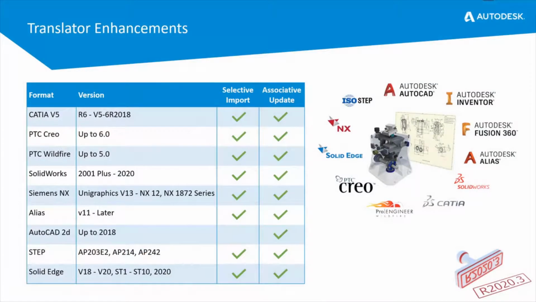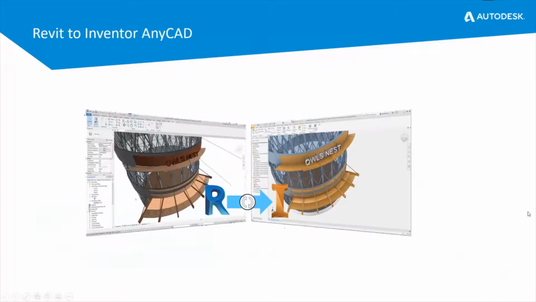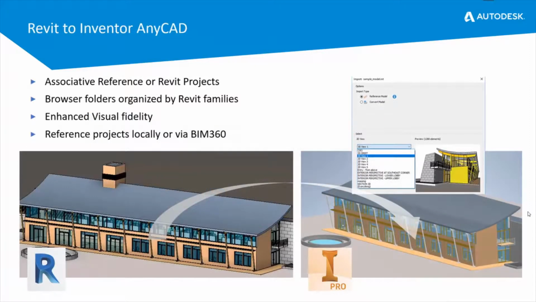And like with every year, translators get updated as well, so we can pull in and read all of the latest enhancements. And this obviously works very nicely with AnyCAD. The much anticipated Revit to Inventor AnyCAD update has finally arrived, and we now have a really nice workflow between Revit and Inventor, and better than that, we can reference projects locally or in BIM 360.